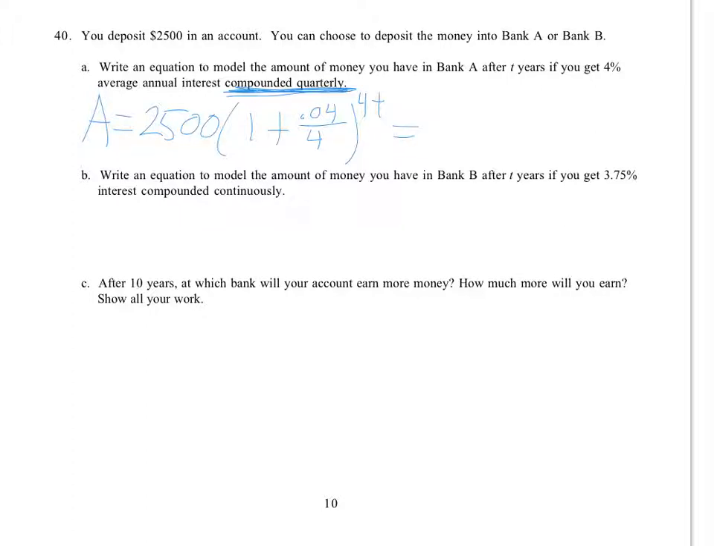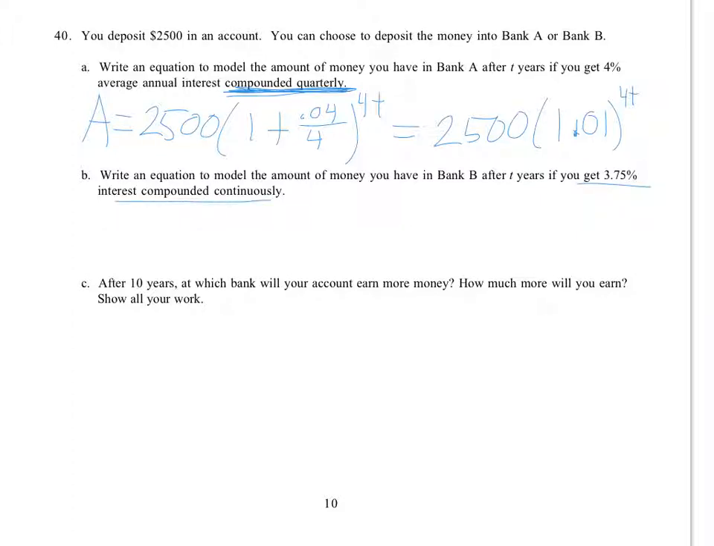If I were to simplify this, this might make a little bit more sense. We got 2,500, 1 plus, or 1.01. Does it make sense that 4% divided by 4 is 1%? To the 4t power. Okay, write an equation to model the amount of money in Bank B if you get 3.75% compounded continuously.